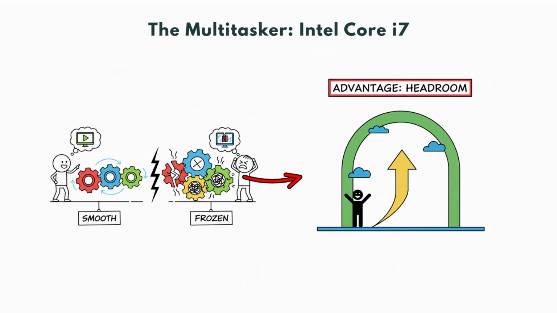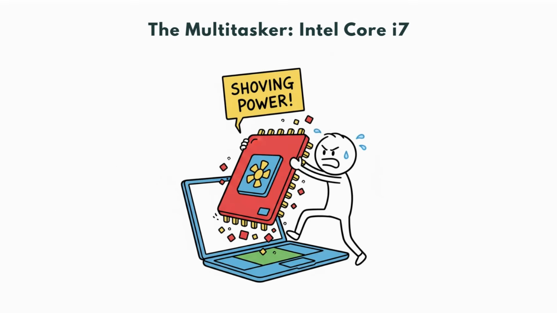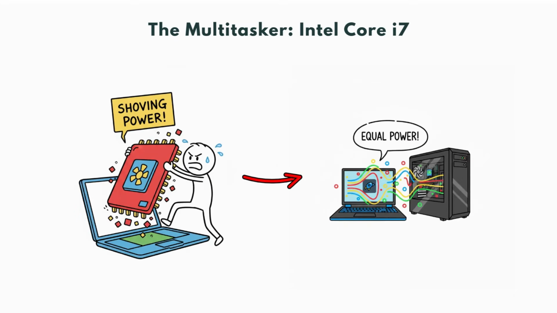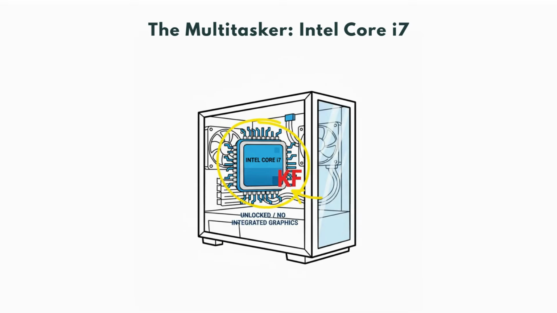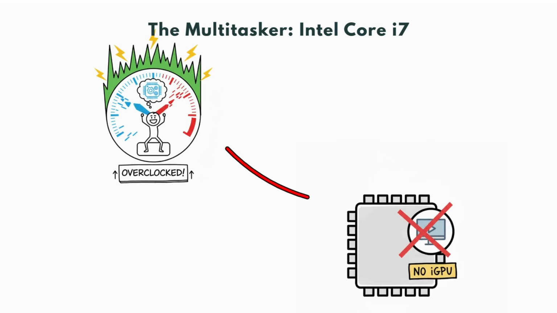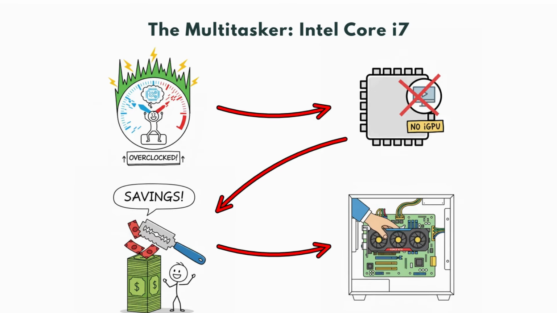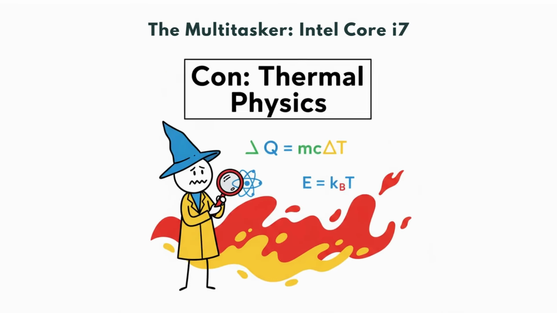The advantage is headroom. The i7 introduces the HX suffix for laptops, which is essentially desktop-class silicon shoved into a portable chassis. These chips offer raw power comparable to a full-size PC. On desktops, the KF suffix is popular. It offers overclocking capabilities without the integrated graphics, shaving a few dollars off the price for users who definitely have a dedicated GPU.